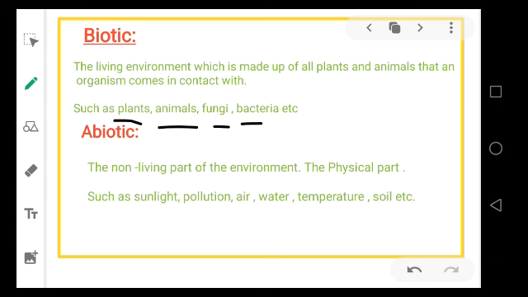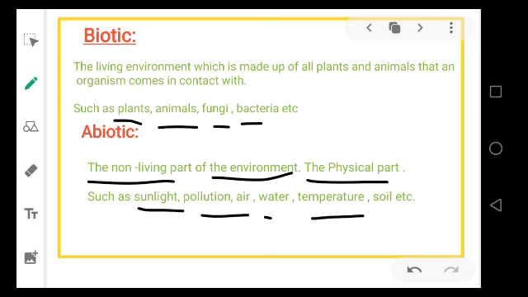Now, what is abiotic? As we discussed, abiotic is the non-living part, okay? Without the living organisms in the environment, and that includes all the physical parts such as sunlight, pollution, air, water, temperature, soil, and so on.